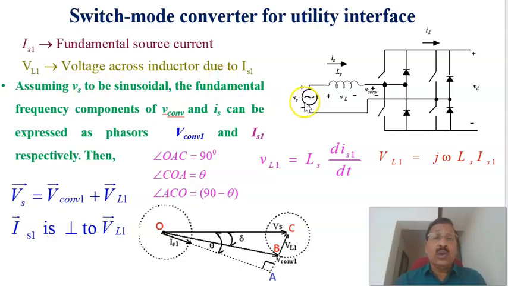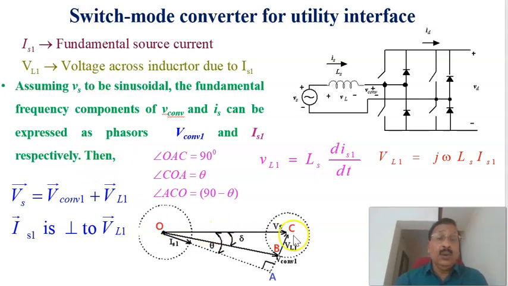Assuming Vs to be sinusoidal, we are assuming that the input grid source is purely sinusoidal. The fundamental frequency component of V converter is V converter 1, and the fundamental frequency component of IS is IS1. The fundamental frequency components of V converter and IS can be expressed as V converter 1 as well as IS1 respectively.